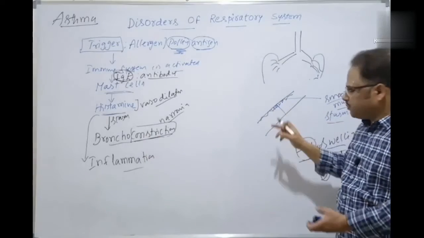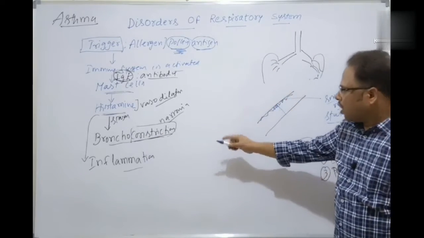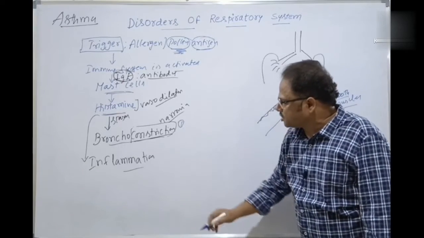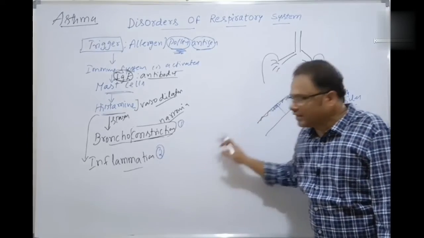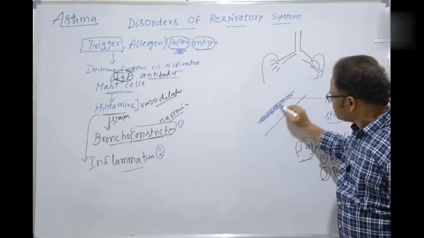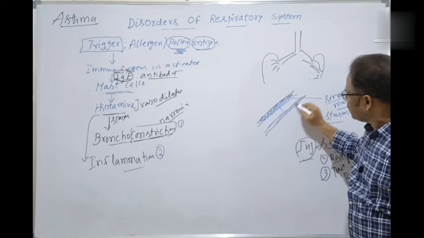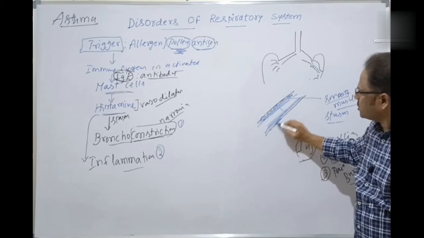So what does this vessel become? Already it is constricted. That is number one, bronchoconstriction. Furthermore, it gets inflamed. So this one is becoming inflamed here because of the swelling. This is a swelling, isn't it? For example, this is a swelling.